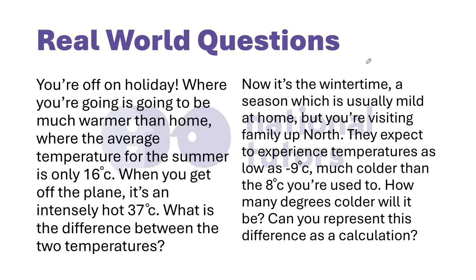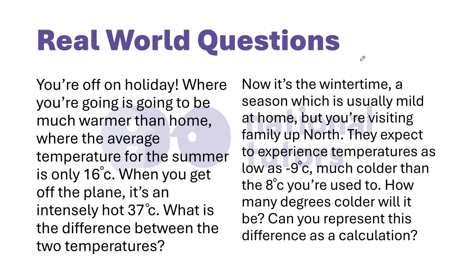So I've taken away 8 to get to 0. 8 take away 8 is 0, and then I need to take away another 9 to get to minus 9. So I've taken away an 8 and I've taken away a 9. So to work out how much I've taken away altogether, 8 add 9 is 17. So it's a difference of 17 degrees between -9 and 8 degrees.